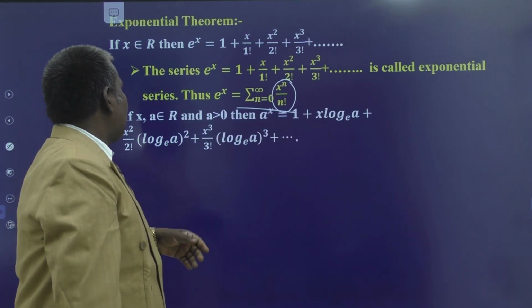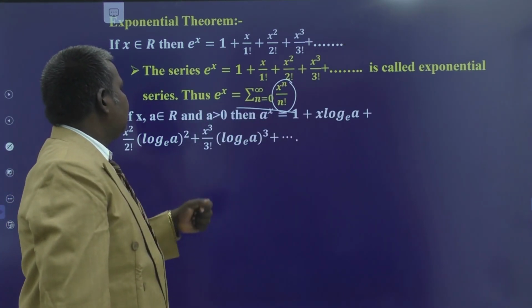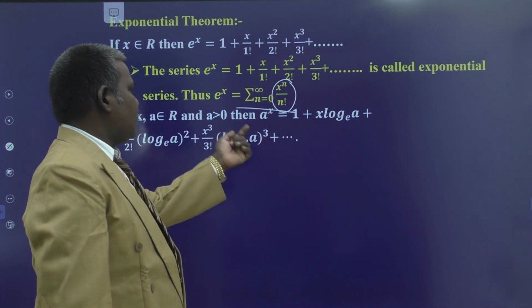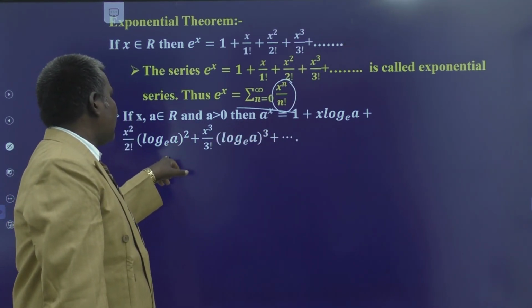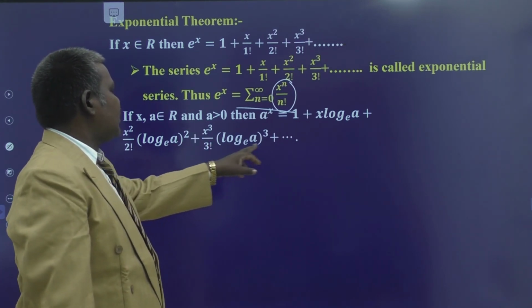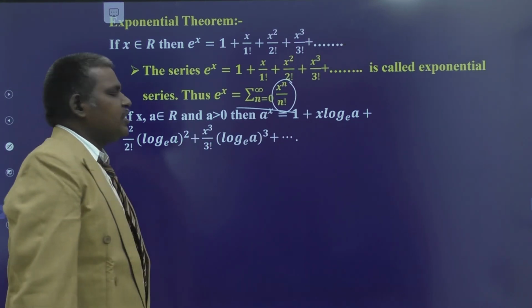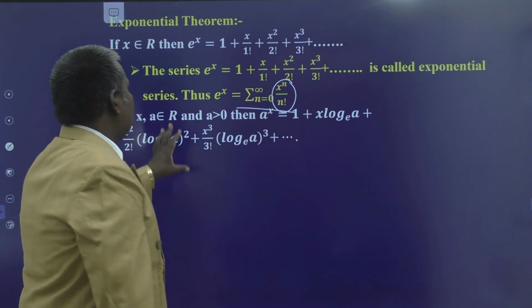And x comma a belongs to R, then a power x is nothing but 1 plus x log a to the base e, plus x square by 2 factorial into log a to the base e whole square, plus x cube by 3 factorial into log a to the base e whole cube plus and so on. No need to mug up this one.